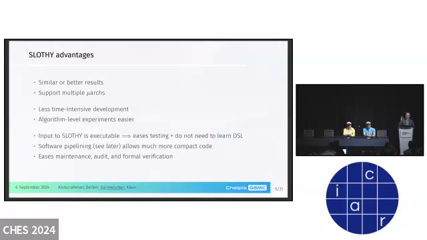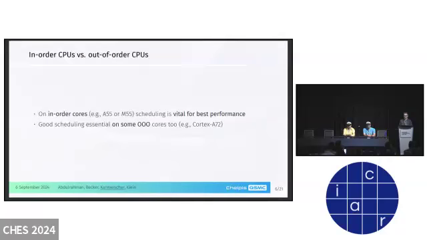And we can use software pipelining that I'll talk about later. We also think it eases maintenance and audit and formal verification. I'll talk more about that a little bit later. We comment on one thing that we often get asked. For in-order cores, it's very obvious that it is very important to have good scheduling. And if you want high performance code, then you will need to look into scheduling. But we actually found that even for some out-of-order cores, the scheduling is very important for performance. So we get good results also on, for example, the A72.